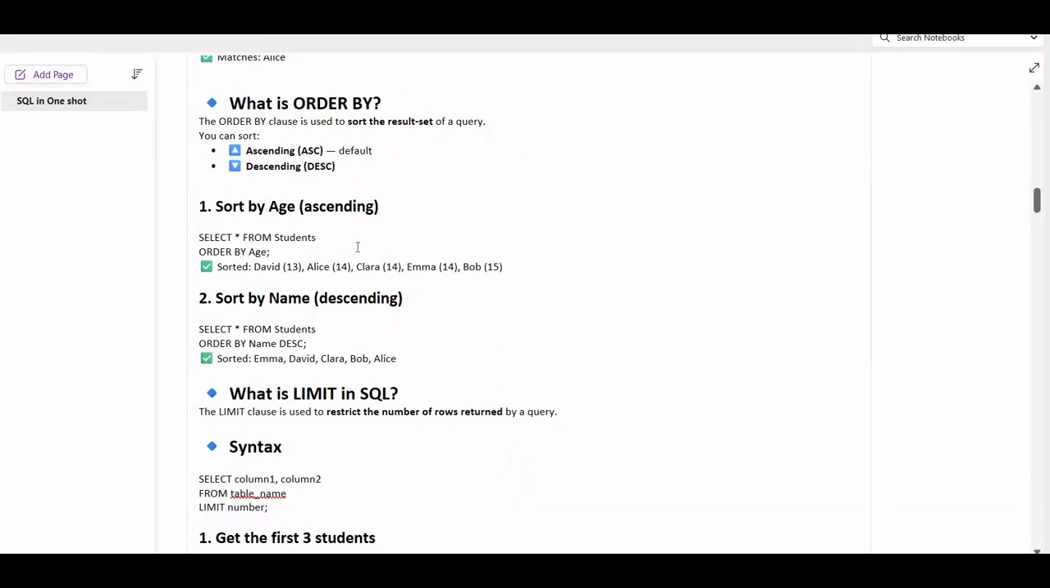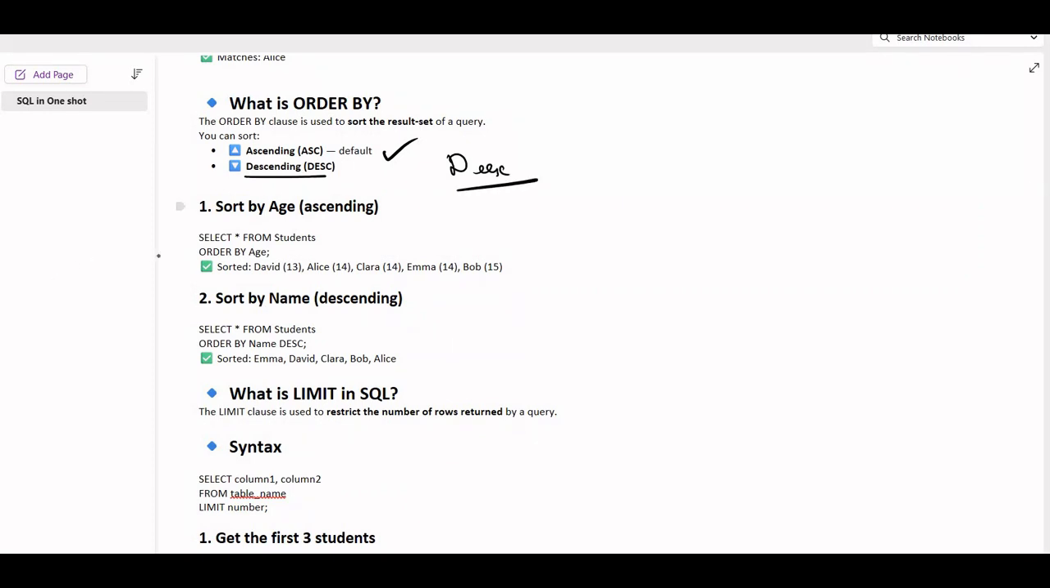So basically ORDER BY is also a clause which is used to sort the result set. Whichever result set is there, you have to sort it. Sorting is nothing but sorting the result by either ascending or descending value. By default it is ascending. If you want to sort in descending, you can give it as DESC. Okay.